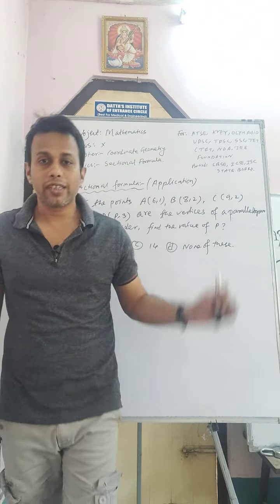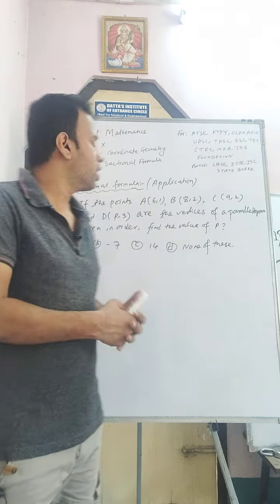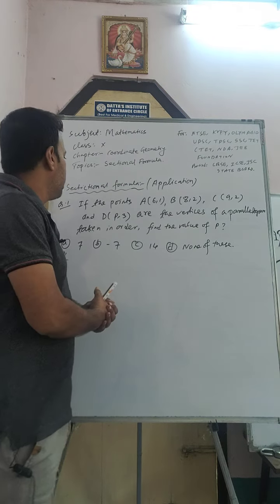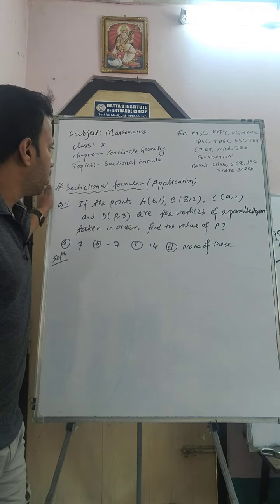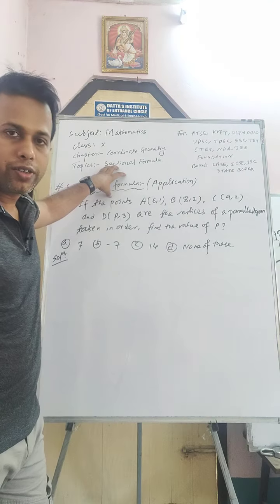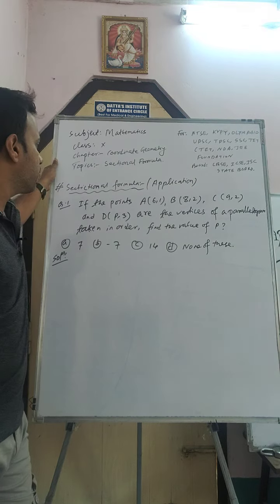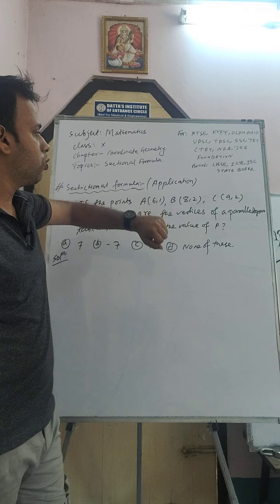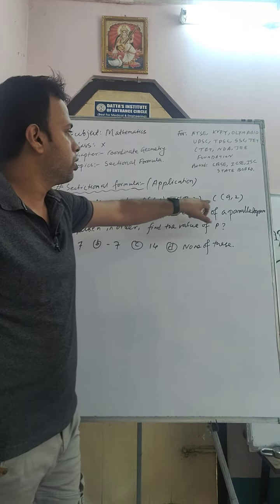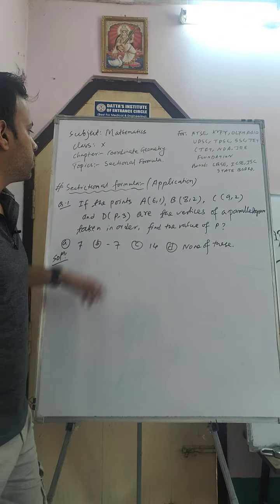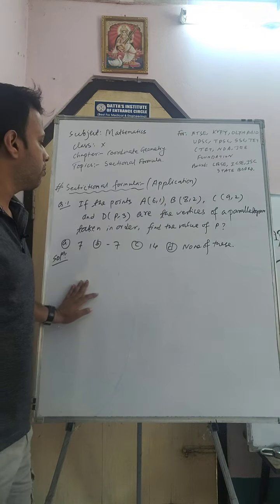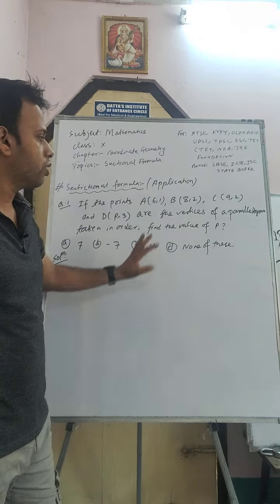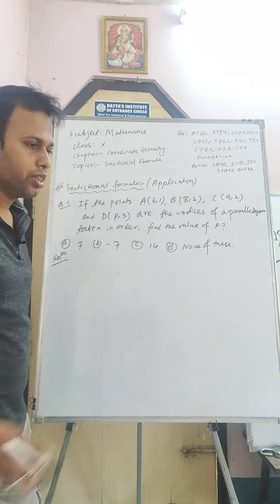So today I will take another class from coordinate geometry from class 10. Today we will do this application of the section formula. The first question is like that: if the points A (6,1), B (8,0), C (9,2) and D (P,3) are the vertices of a parallelogram taken in order, then we have to find out the value of P. So let's try.